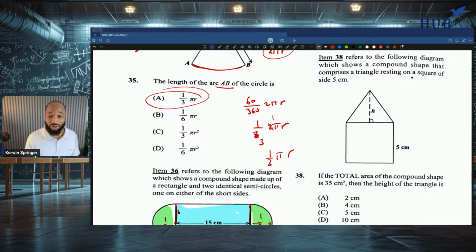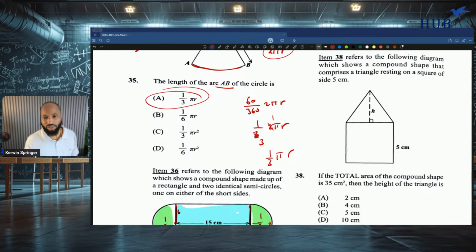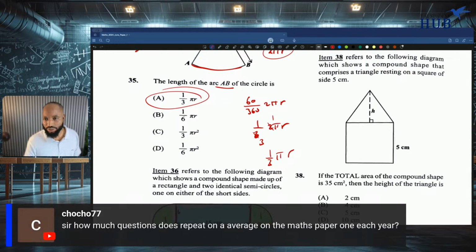Jamal, at the ending of this, I'll give you all a rundown. Here's Jamal's question. I'll give you all a rundown on this question. How are we going to pass CSEC? I'll give you all a rundown in terms of the maths. Maybe I should do it and post it on TikTok as well. I know this is a popular question. So how many questions repeat on average? Maybe about 50 out of 60. You understand why I need to do all the questions over and over?